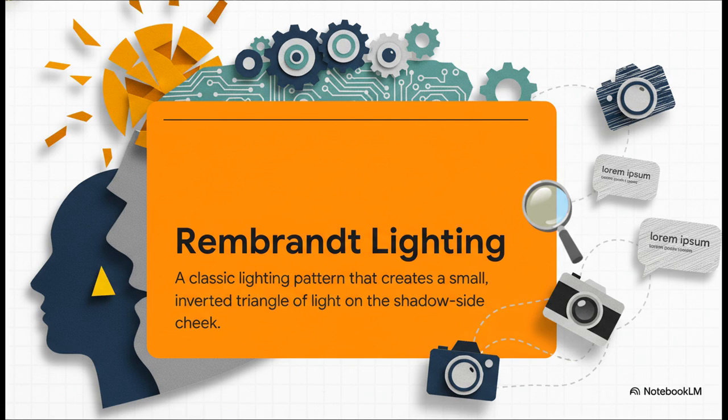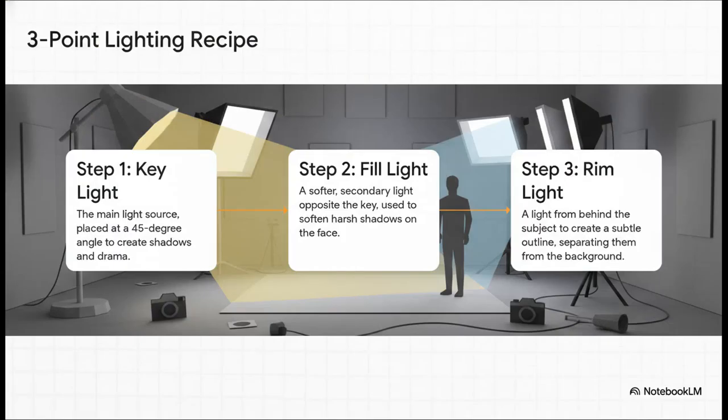That is the signature move. It's what takes a photo from being flat to feeling like a sculpted masterpiece. And this is how pros achieve it, with what's called a three-point lighting setup. It's like a recipe. First, you have your key light. That's the main event, the one creating the drama and shadows.